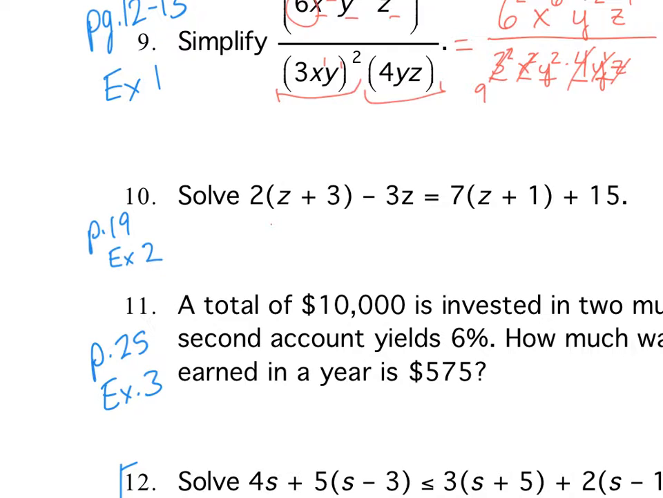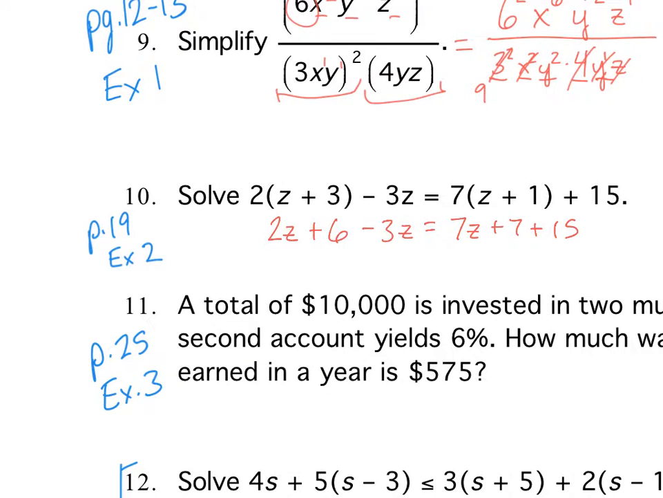In this case, I get rid of the parentheses by distributing. So 2 times z and then 2 times 3. The minus 3z stays there for now. And then on the other side, get rid of the parentheses. We do 7 times z and 7 times 1. And then I still have the plus 15.